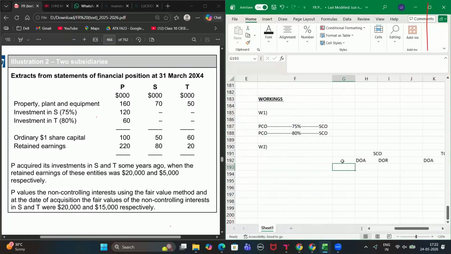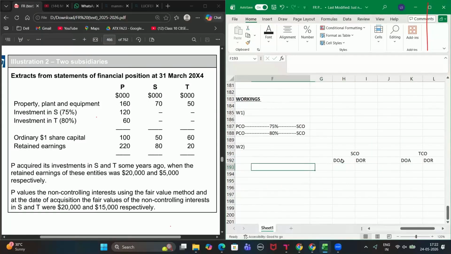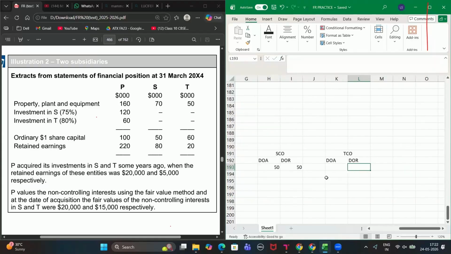Now tell me, what is the first thing? Share capital, right? What is the share capital at date of reporting for S company? It is 50. What about acquisition? Same, right? They are not issuing any shares, so for acquisition, it's also 50. What about T company? What is it at date of reporting?